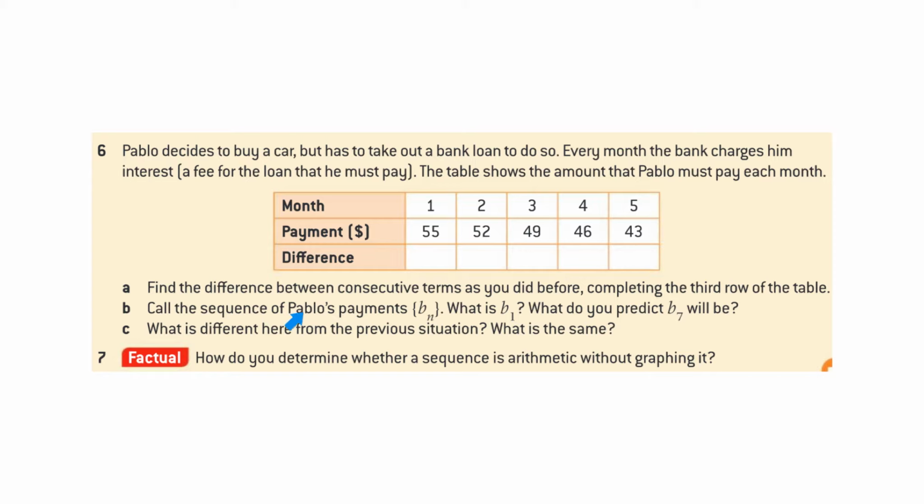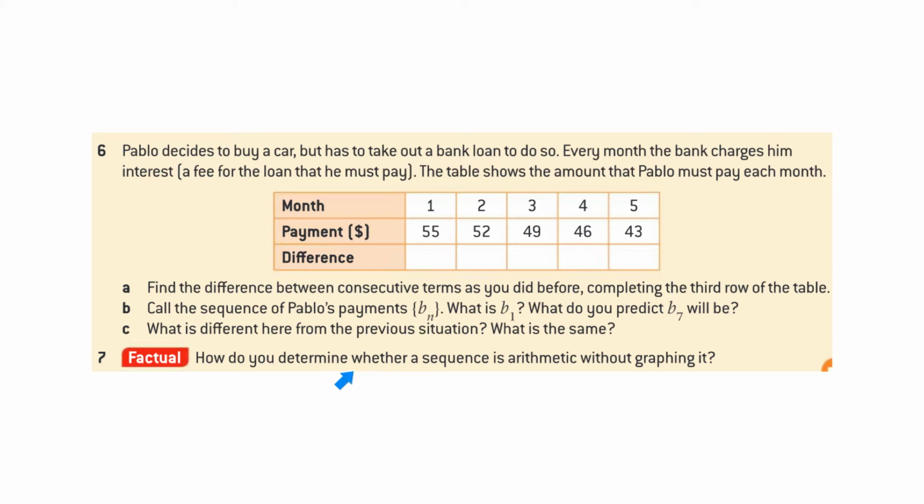B, call the sequence of Pablo's payments B. What is B1? Okay, that's the first term. Well, the first term is 55. What do you predict B7 to be? Well, if that's B1, B2, B3, B4, B5, B6 would be 40 because it's 43 minus 3, and B7 would be 37. What is the difference here from the previous situation? Well, now we're decreasing. The number is decreasing now. And what is the same? The same is the fact that it's a constant difference between the terms.